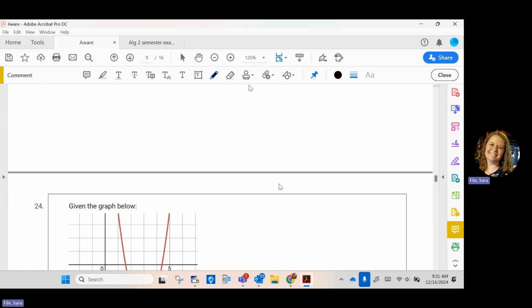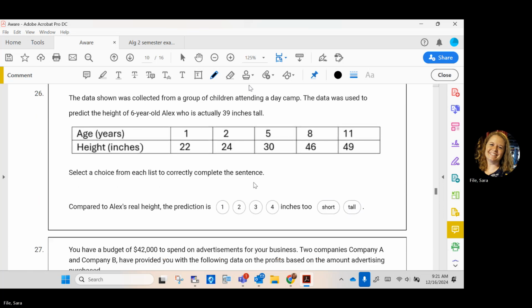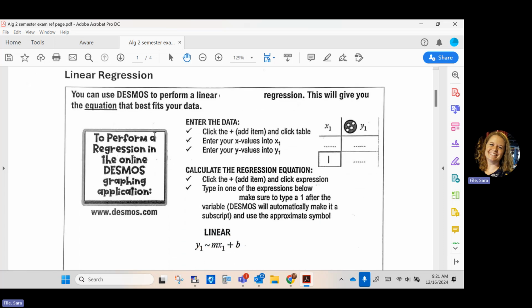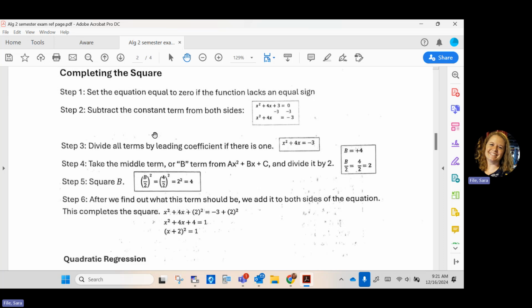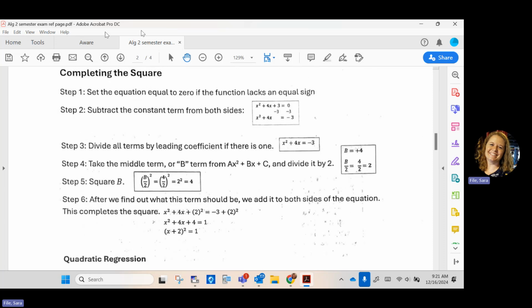All right, we're going to skip ahead real quick. We got a question about these and we'll take a look at 26 together. All right, the data shown was collected. We just typed it into Desmos. Okay, so on your reference sheet, guys, they're giving us a table of values and then they want to make a prediction. So this is regression. And remember on this sheet that we gave you, there's the steps for linear regression and the steps for quadratic regression are the same except for what you type in, like after that squiggle. So let's go try this one.